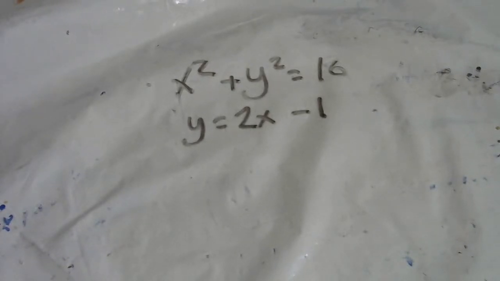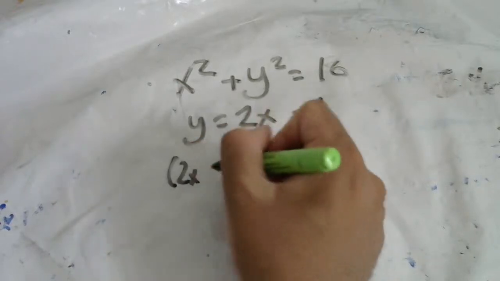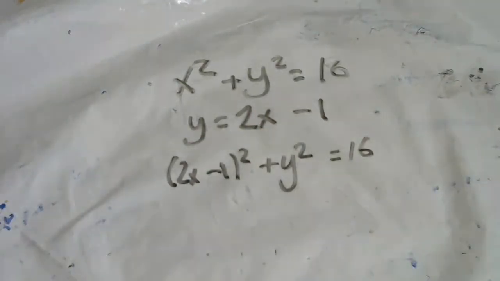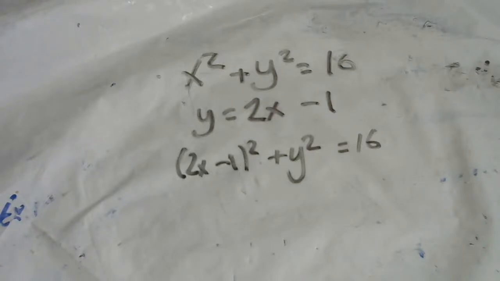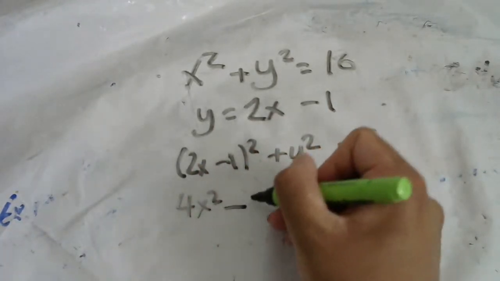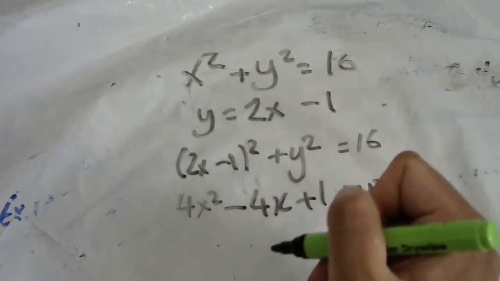All right, so first of all, what's the method? It should go 2x minus 1 all squared plus y squared equals 16. And obviously that expands out to 4x squared minus 4x plus 1 plus y squared.